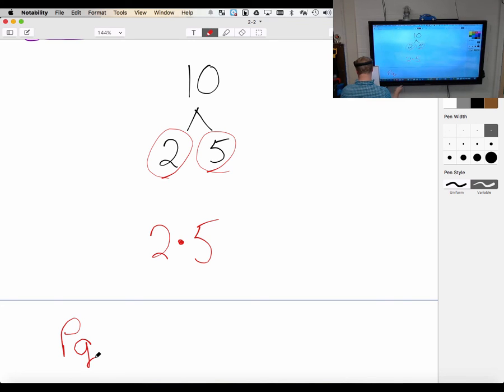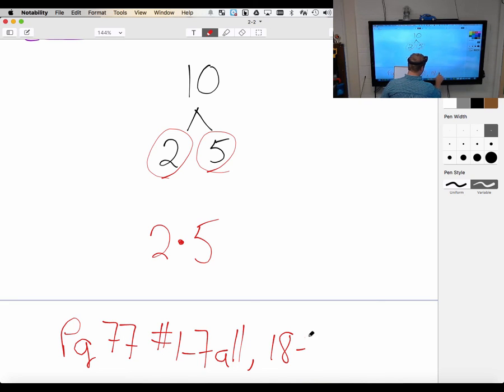Page 77. Numbers 1 through 7 all. 18 to 32, the evens. Any questions? All right, you may begin. And I'm going to go ahead and stop this recording.